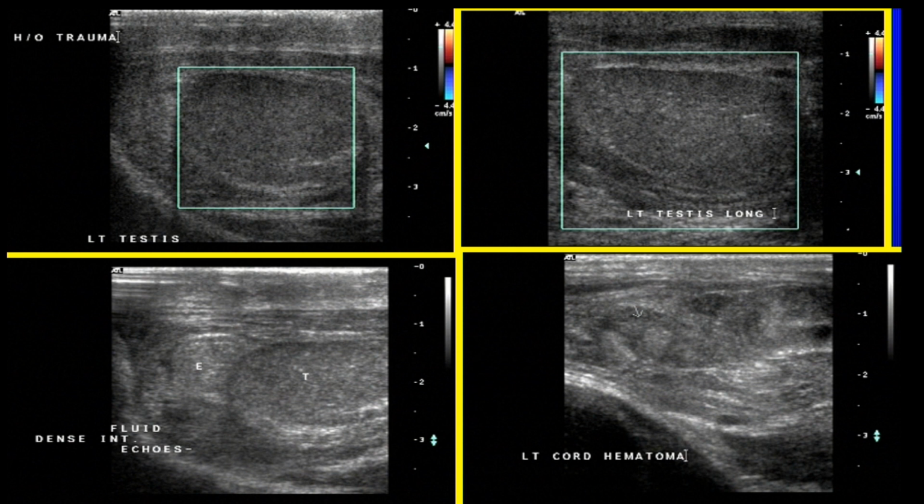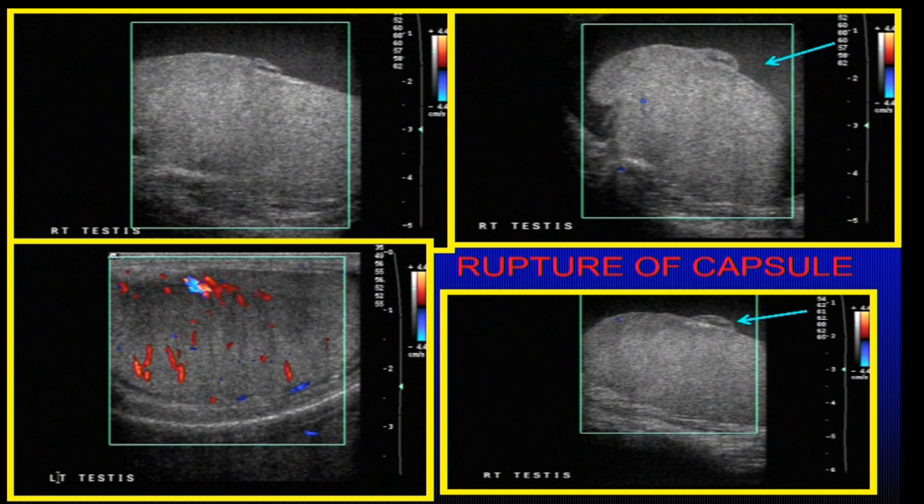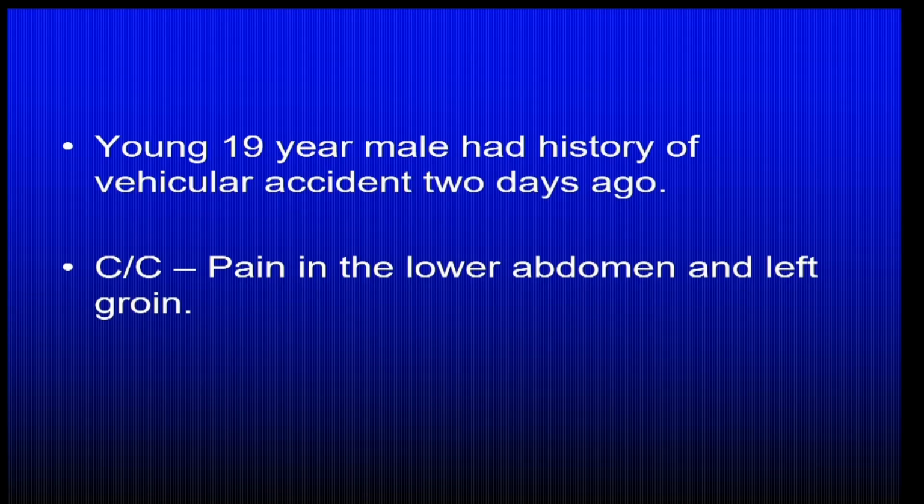Again, because of trauma, there was so much cord hematoma that the blood supply to the ipsilateral testes was completely compromised. Then sometimes the trauma is such that only the tunica albuginea gets disrupted, and these are called ruptures of the capsule. Can you appreciate these capsular rents? And then there is an associated hematocele.